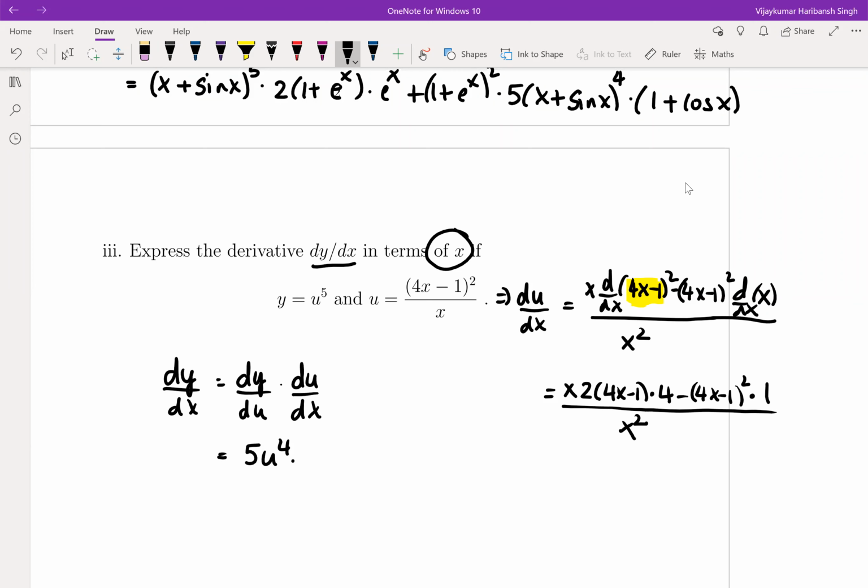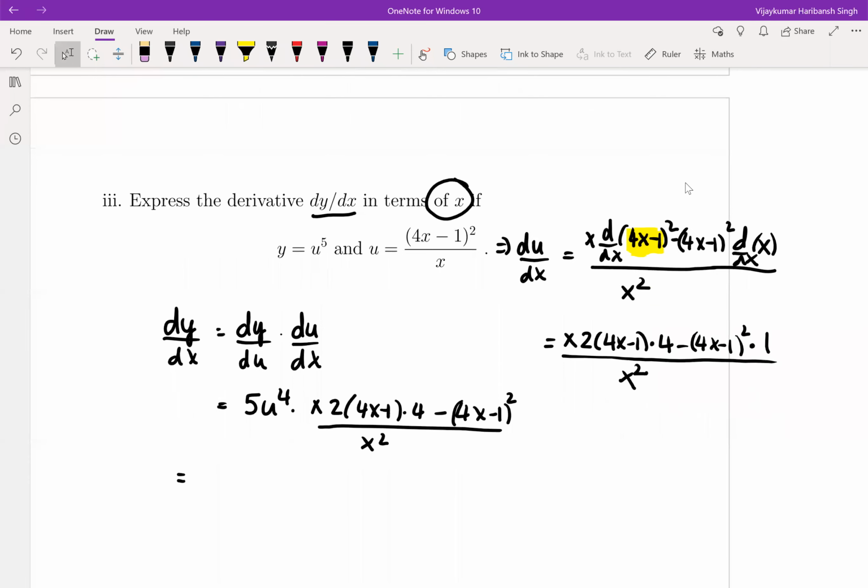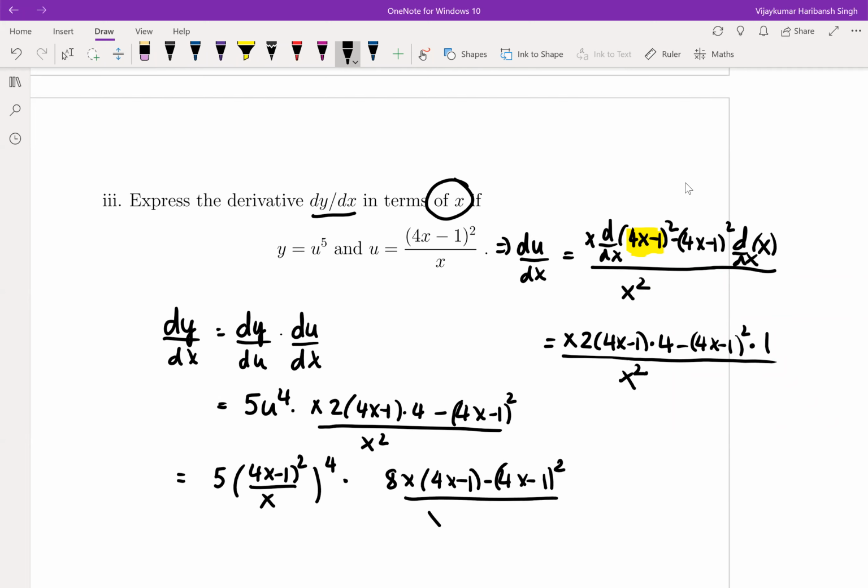So we're going to plug this back here. So we get x times 2 times (4x minus 1) times 4 minus (4x minus 1) squared over x squared. Now we can put back what our u is. So we get 5 times ((4x minus 1) squared divided by x) to the power 4, multiplied by (8x times (4x minus 1) minus (4x minus 1) squared) divided by x squared.